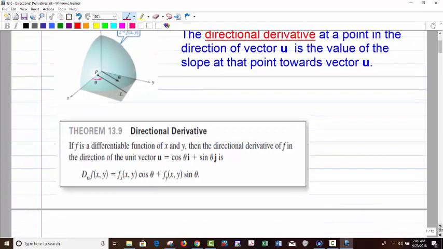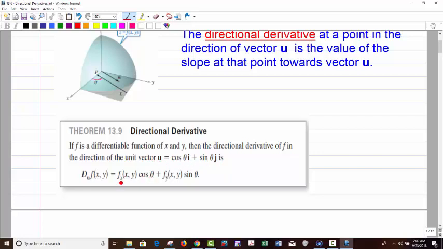Now, there's a couple of ways you can do this. If we don't have a vector, we can also have an angle theta coming away from the x-axis. So that's the first way we'll learn to do it. Then we'll learn to do it another way. So if you have theta, then this unit vector u will be cosine of theta i plus sine of theta j.